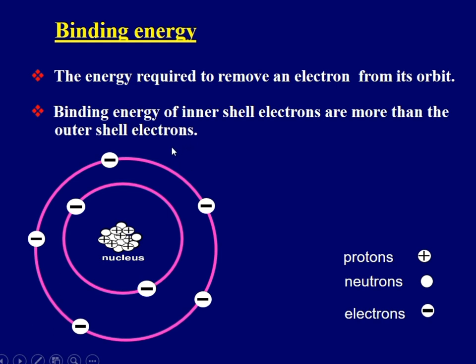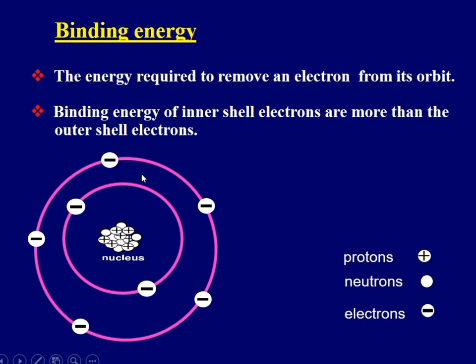So in order to remove the electron which is in the inner shell, the energy required is very high because it is shielded by the outer shell electron. So the binding energy of the inner shell electron is always more than the binding energy of the outer shell electron. Or we can say that the energy required for removing the outer shell electron is much less than the energy required to remove the inner shell electron.